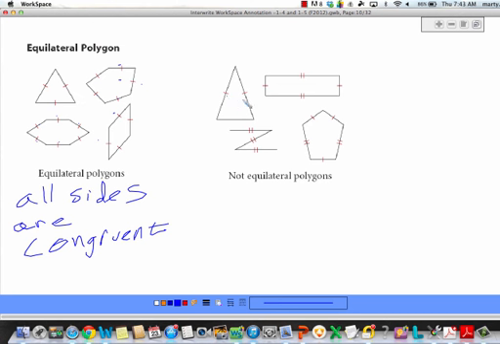This one fails because it only has 2 sides congruent. It's an isosceles triangle. This one fails because it has opposite sides congruent. It's a rectangle. This one is not a polygon. It's the letter Z, apparently. And this one fails because not all of them are the same.